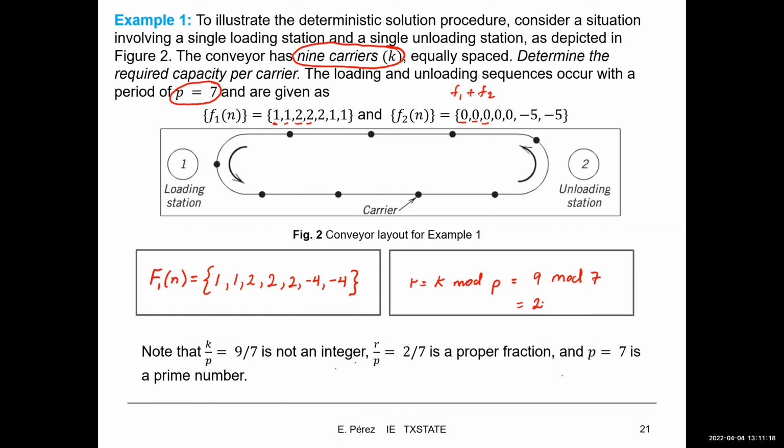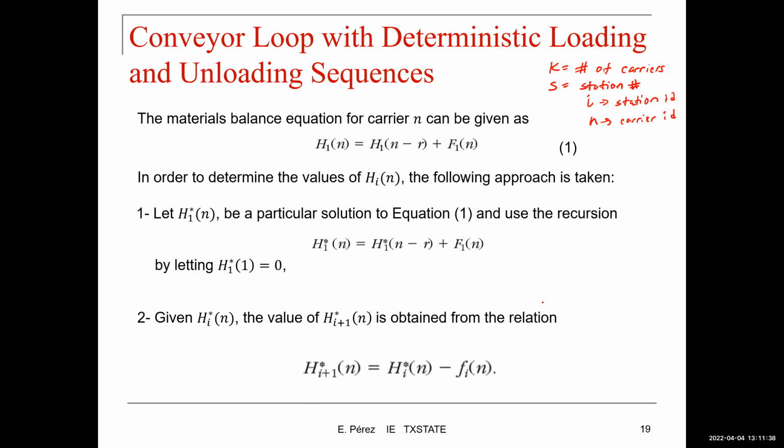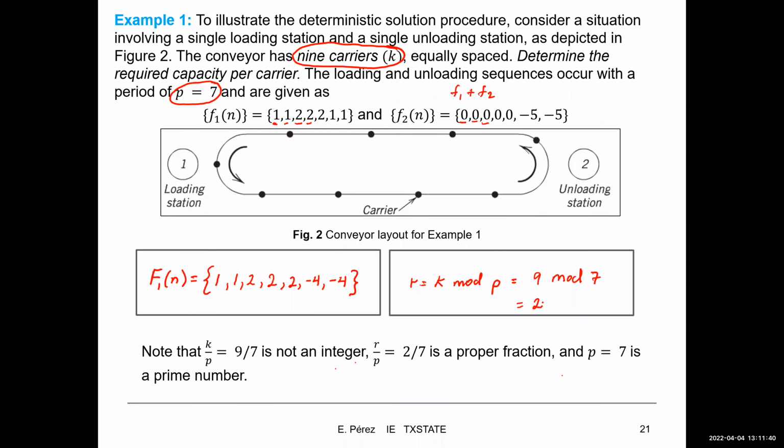So note that K over P, which is 9 over 7, is not an integer, and R over P is 2 over 7, which is a proper fraction, and P equals 7 is a prime number. So we have satisfied these results. We want to make sure that those are satisfied before we proceed. And those were satisfied based on our computations. So now we move forward.